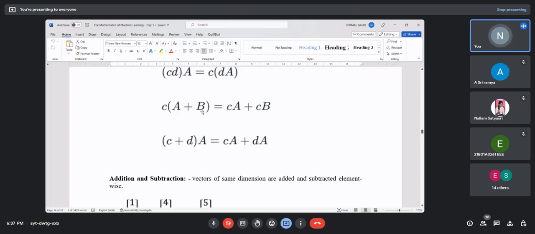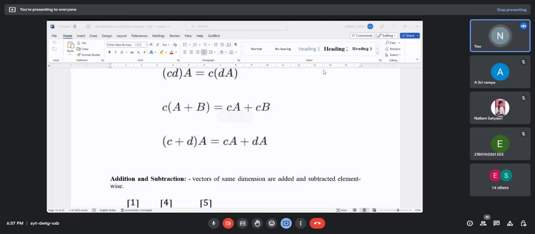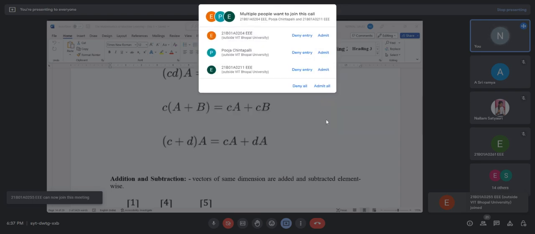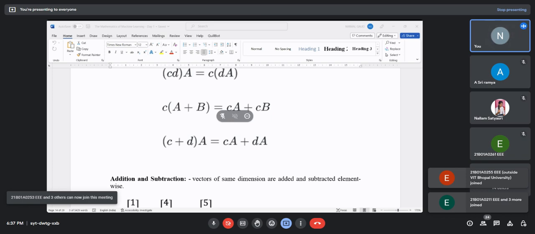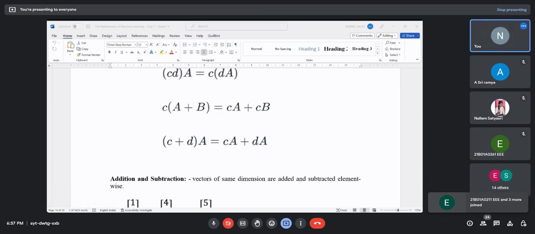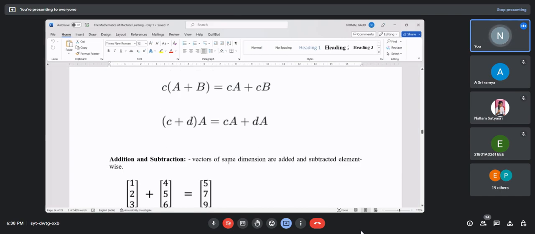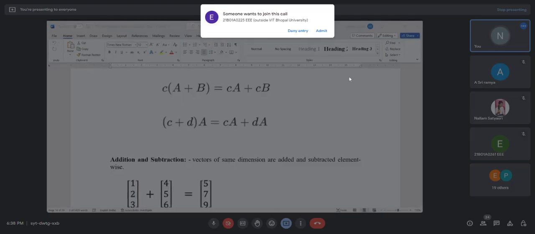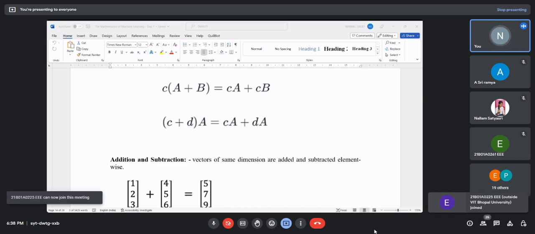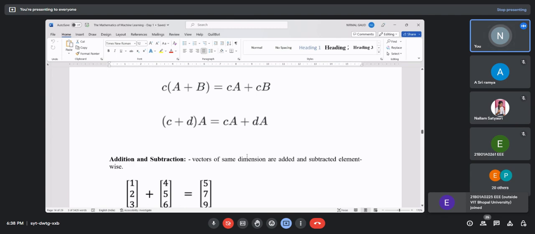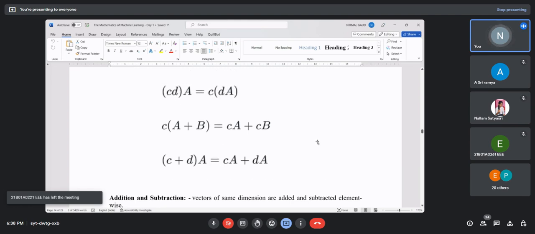Here, with A plus B, I am available with two vectors that I need to add. Either I can multiply by C after the addition, or I can multiply C to both of these vectors separately. That is distribution. The same thing happens in the next case, C plus D, where again I have two scalars. If I multiply a vector by this, I get the same as multiplying the vector by both of these scalars separately and then adding them. So these are the properties, either the distributive property or the commutative property, whatsoever. We already checked this in the last class.